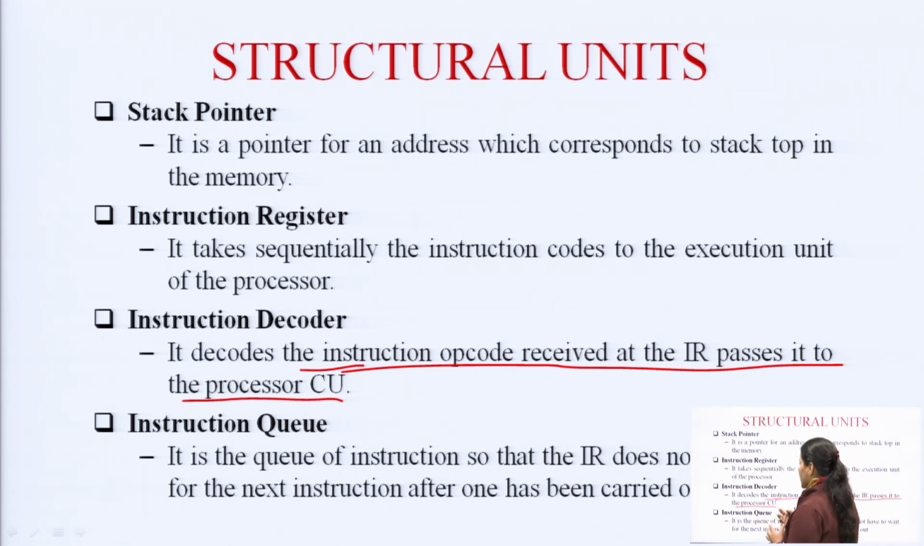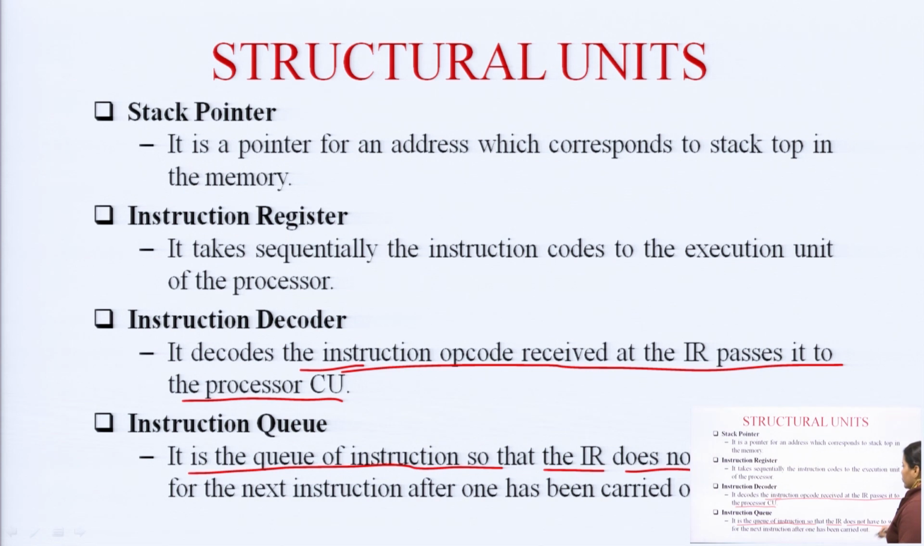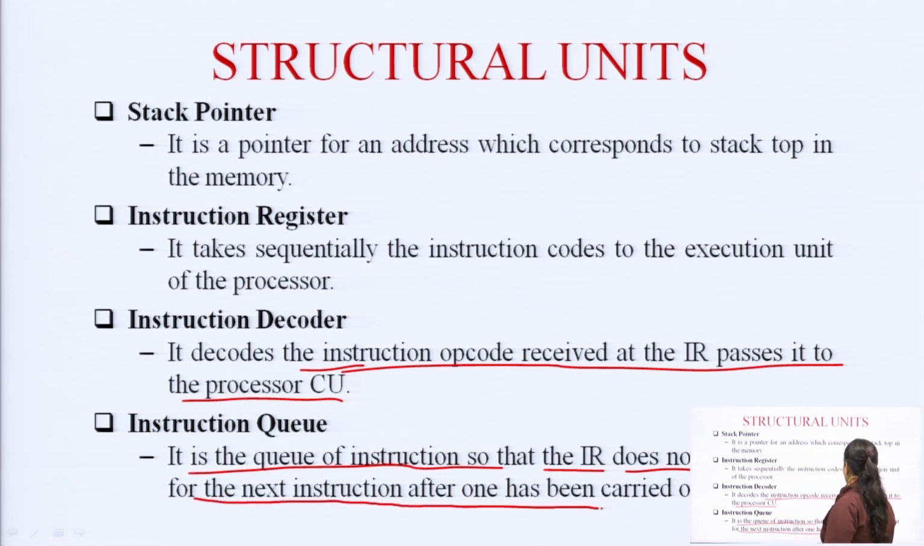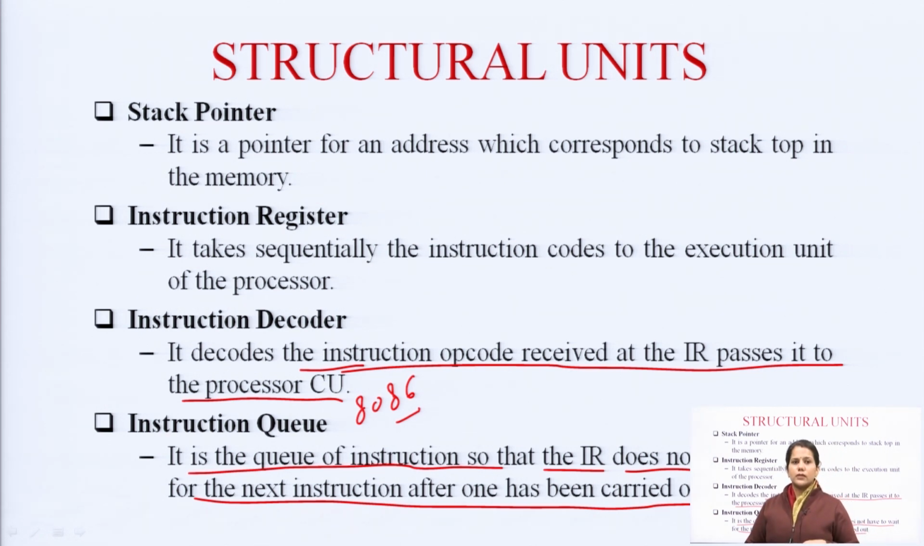And what is the role of the instruction queue? It is a queue of instructions, so that the instruction register does not have to wait for the next instruction after one has been carried out. For example, in 8086 we have an instruction queue. It contains a set of opcodes, and one by one those opcodes are executed. So, basically the role of any instruction queue is to prefetch certain opcodes from the main memory so that time is saved. These few opcodes are prefetched from the main memory and processed sequentially.